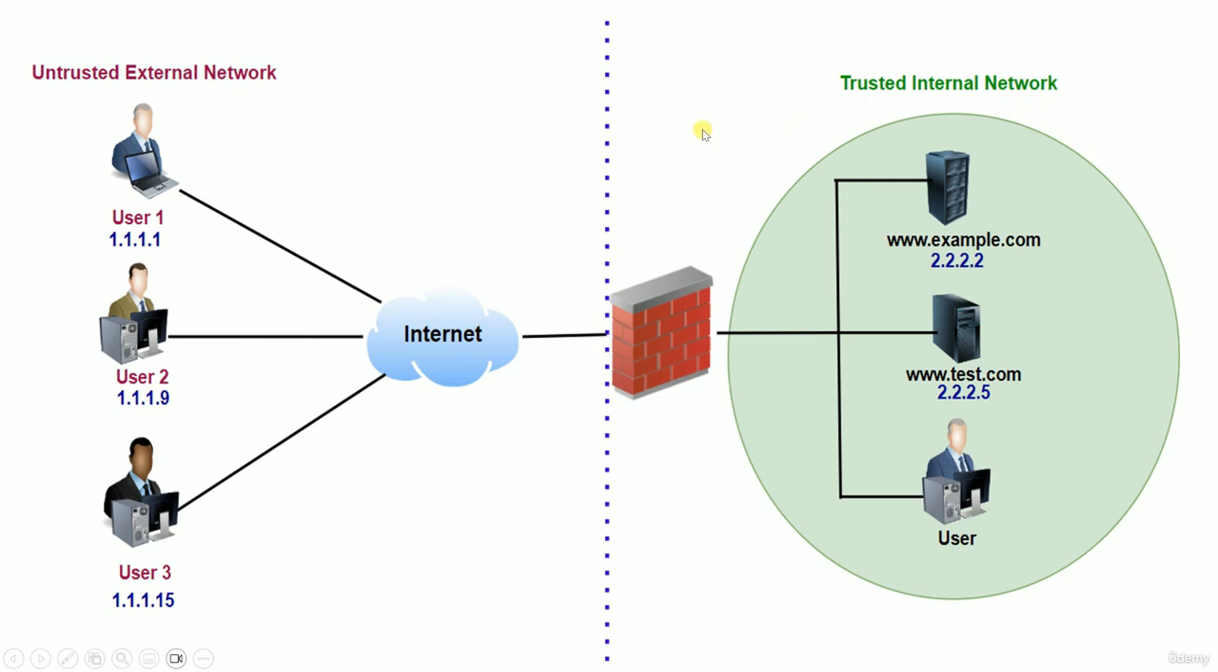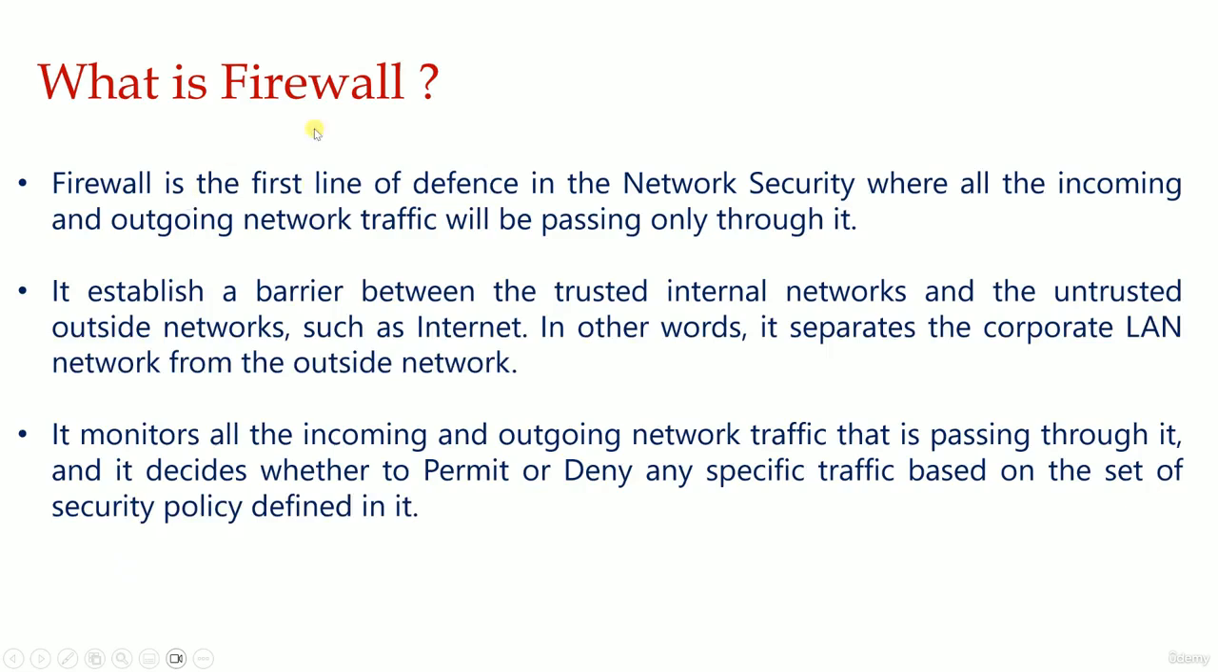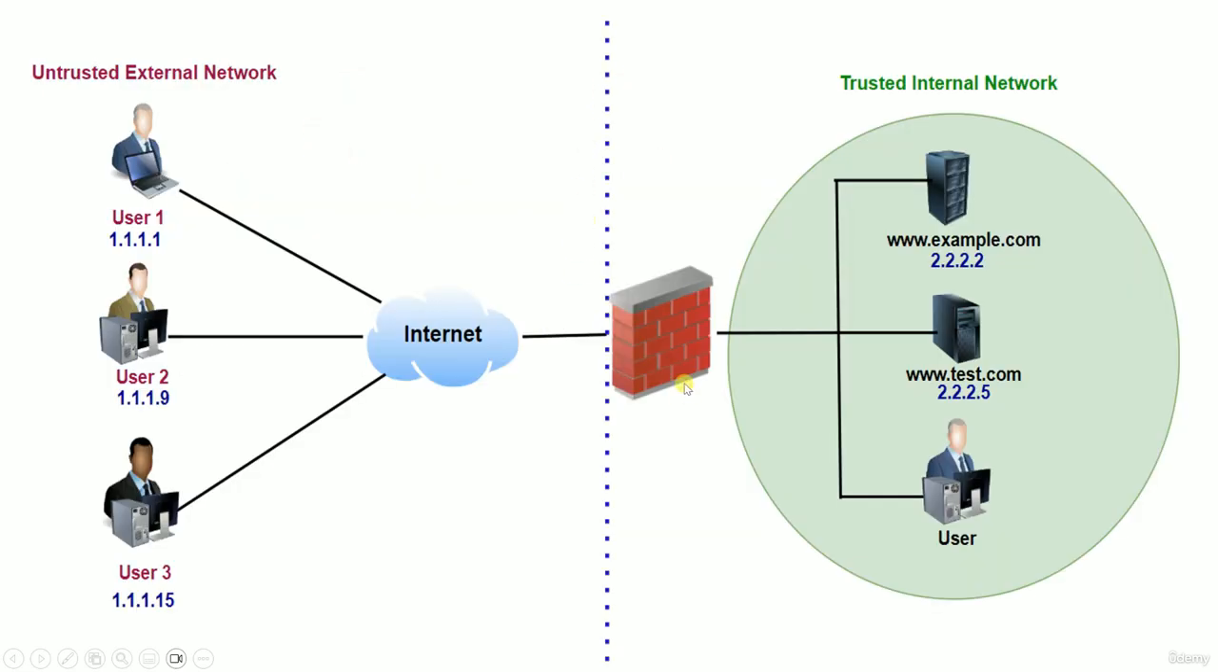By the definition we saw in the previous slide, this is the front line of defense in network security, so you'll see it at the edge. It separates the trusted internal network and the untrusted external network. It establishes a barrier and separates this and this.